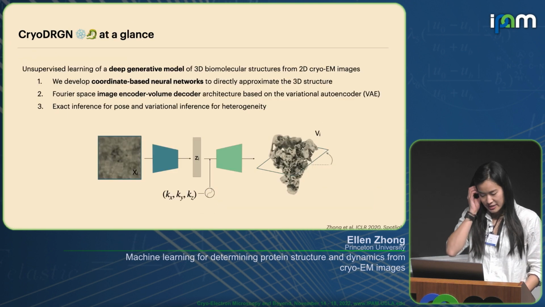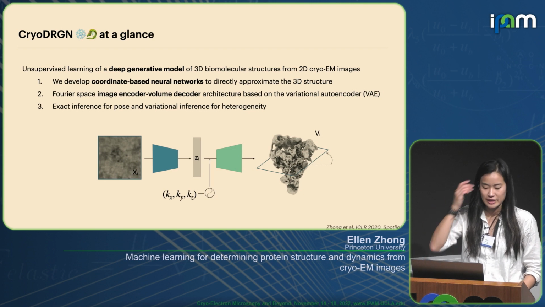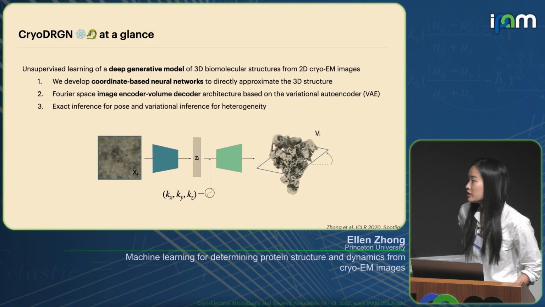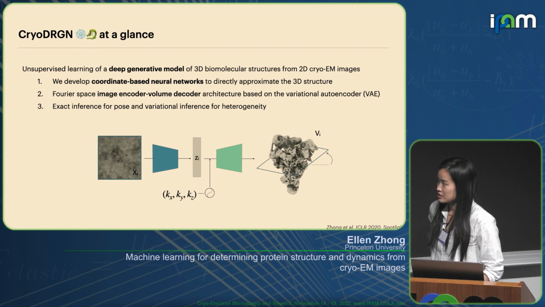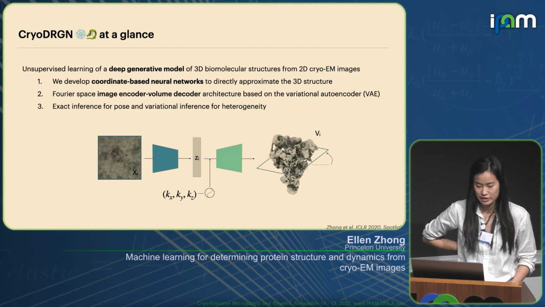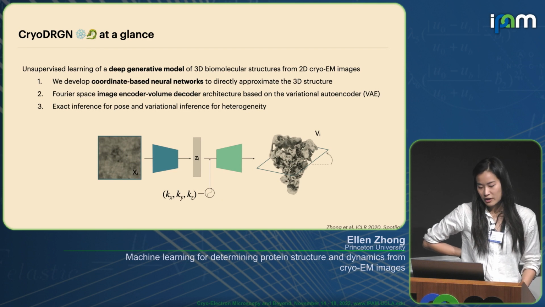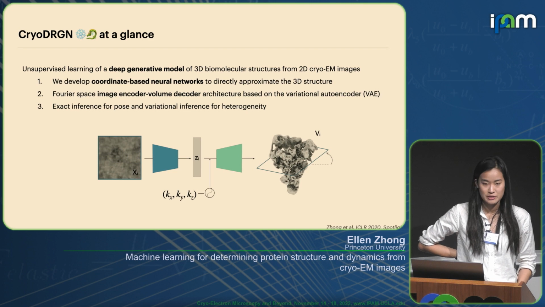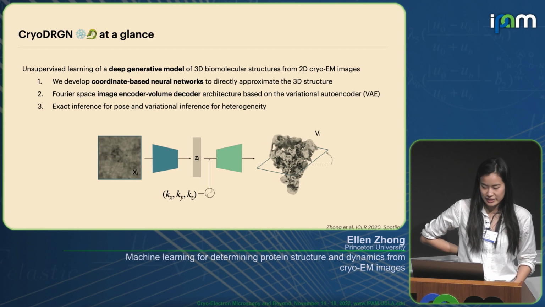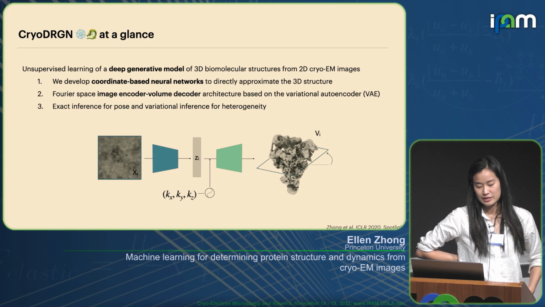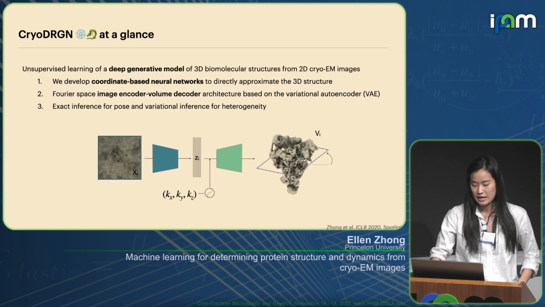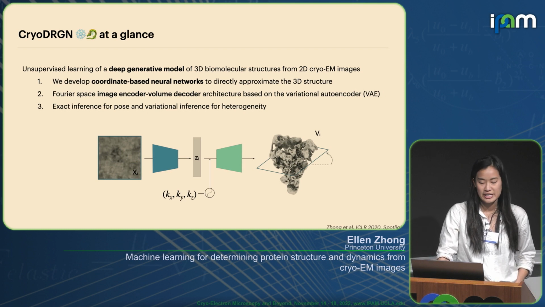So CryoDRGN at a glance consists of these 3 different aspects. The first is our model for the volume. We develop coordinate-based neural networks to directly approximate the 3D structure. The overall architecture for CryoDRGN is this Fourier space image encoder, volume decoder architecture that's based on the VAE. And finally, the way we do inference of this model is with an exact inference or search procedure for the unknown poses, and then variational inference in the style of the VAE for our latent variable describing heterogeneity.